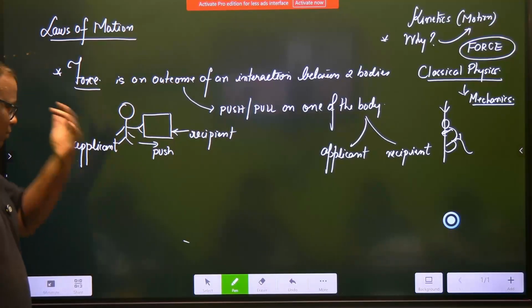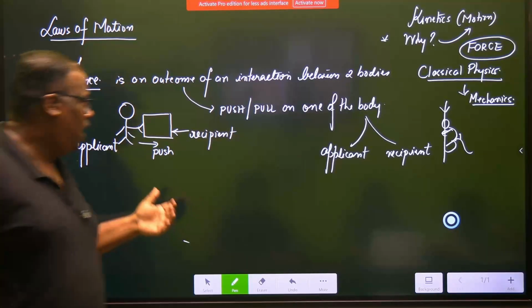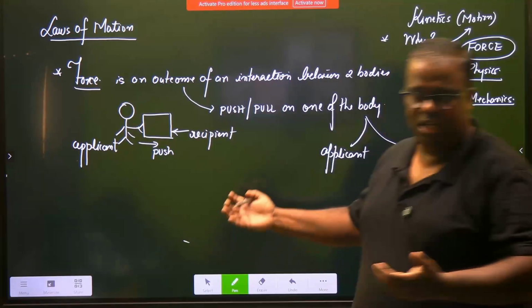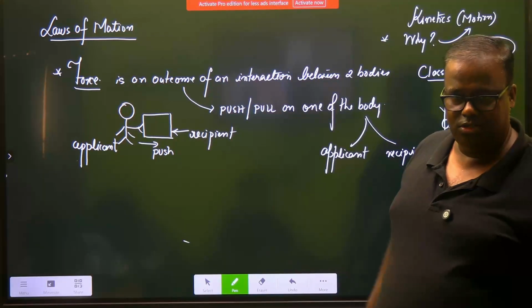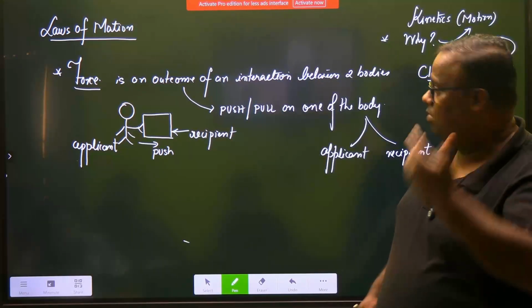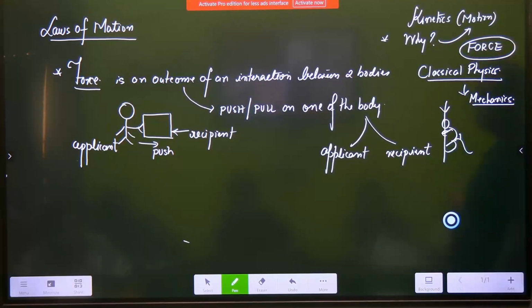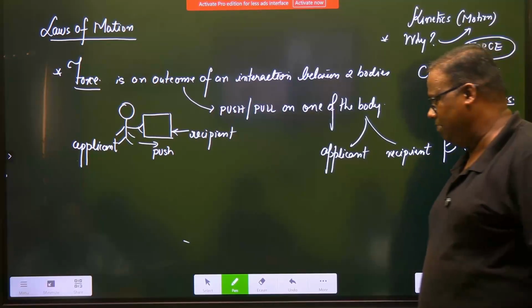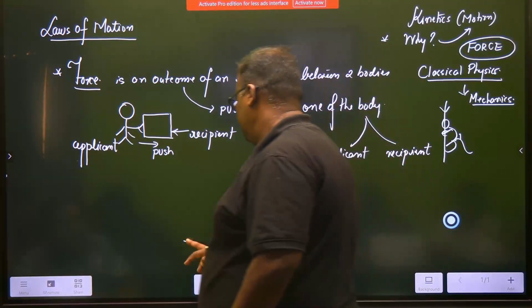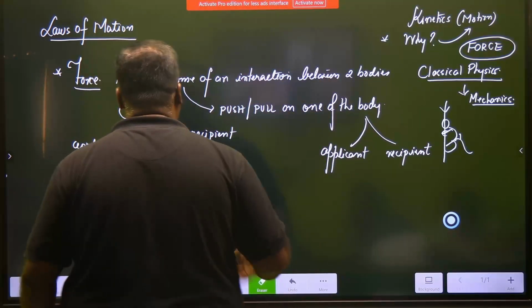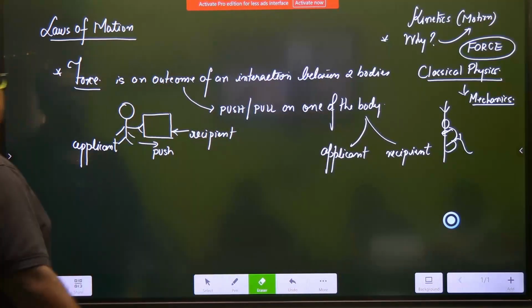If you are seeing the effect from this side, it is like a push, and if you are seeing the effect on this side, it is like a pull, right? So push and pull are two perspectives, the same thing seen from two different perspectives. I think this much is clear. So, a little bit of revision as we go further.